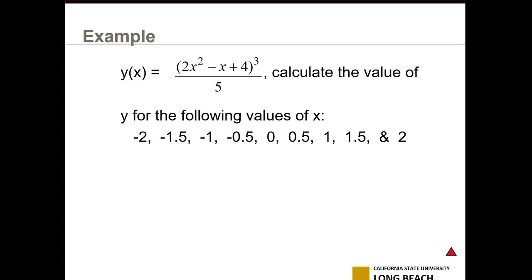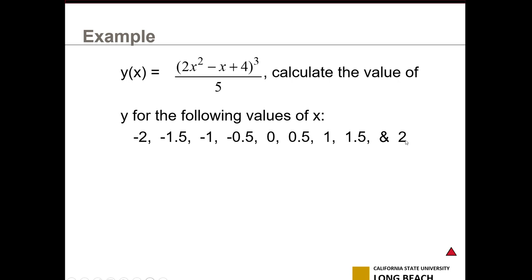Okay, here's an example. So we're given an equation for y. And we say y is a function of x, and it's equal to this equation here: 2x squared minus x plus 4, all to the power of 3, and then divide that entire thing by 5. And we're going to say that the values of x are minus 2, minus 1.5, and it looks like there's a pattern here. We start at minus 2, and then every next number goes up by 0.5, all the way up to 2.